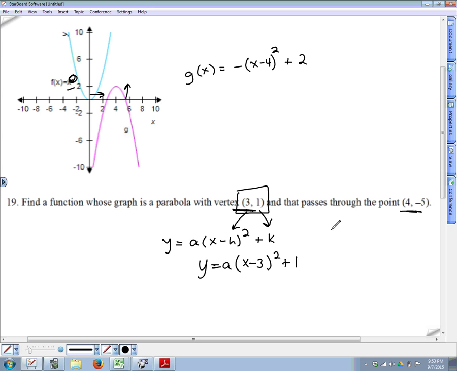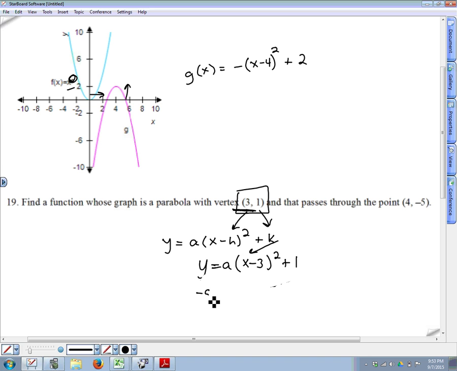When a changes, that makes the parabola either skinnier or wider depending on the value of a. So we have to have the correct value of a so that this parabola can pass through the point 4, negative 5. Now by giving us this extra point, they've given us an additional x and y value. Those can be plugged into the function: 4 for x and negative 5 for y. If you plug those values in, that will allow you to solve for a.